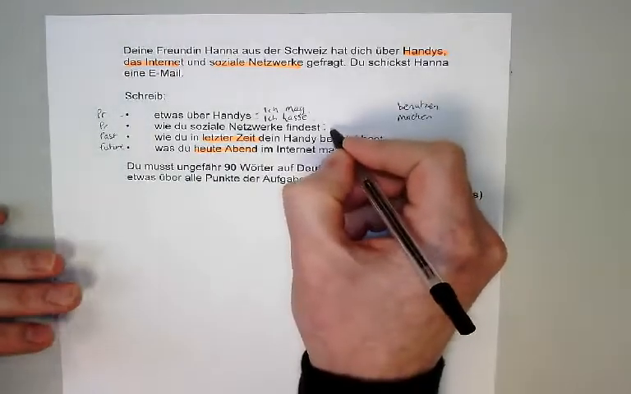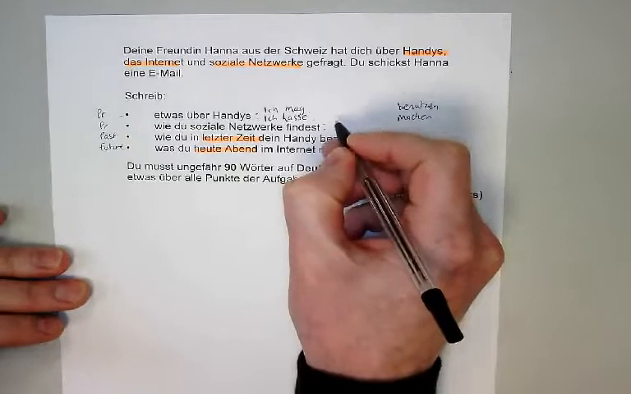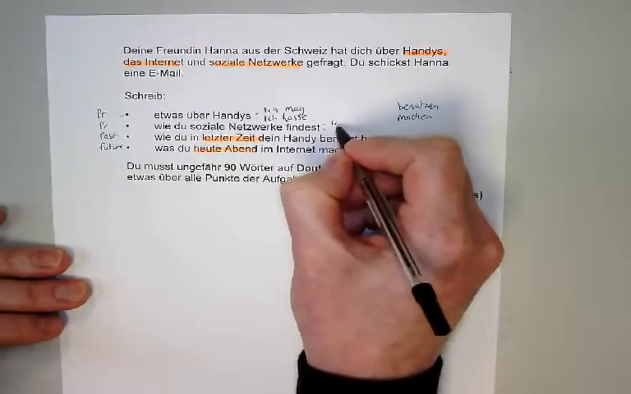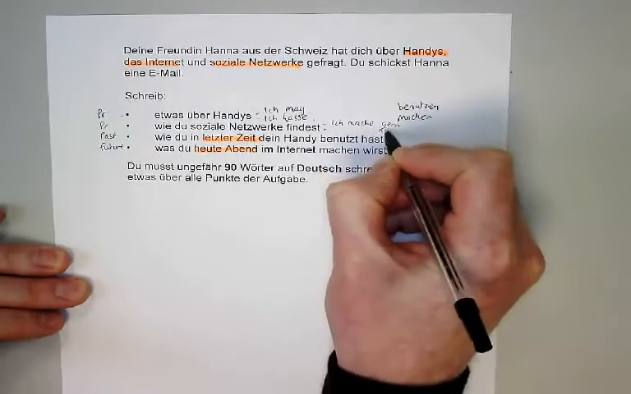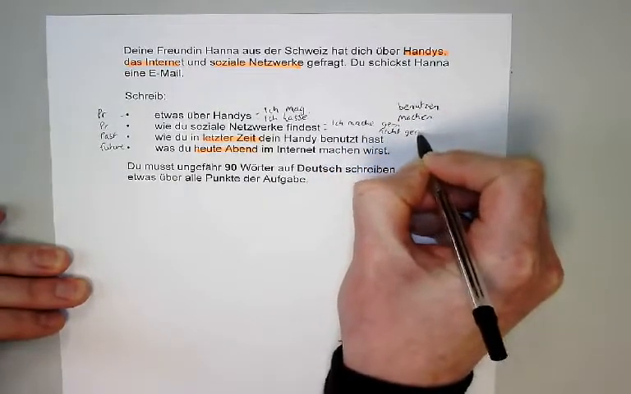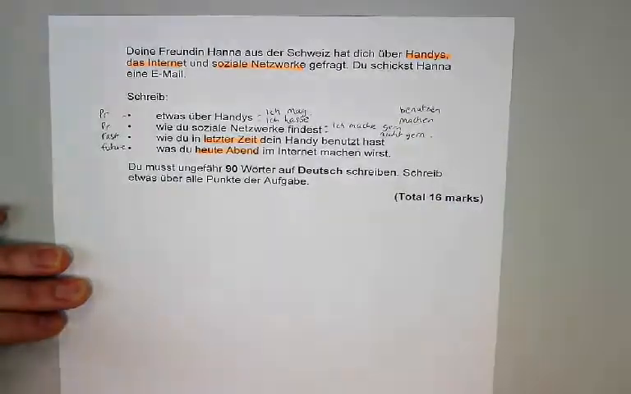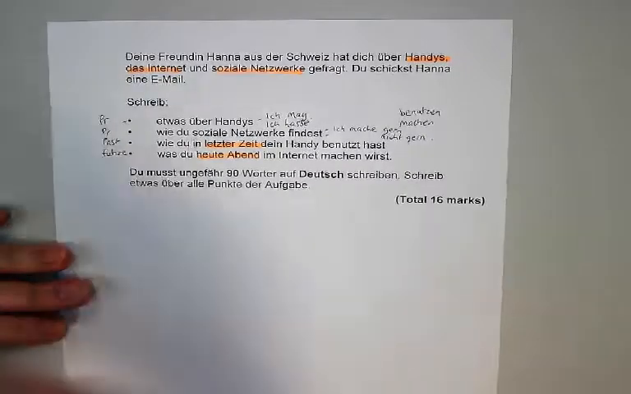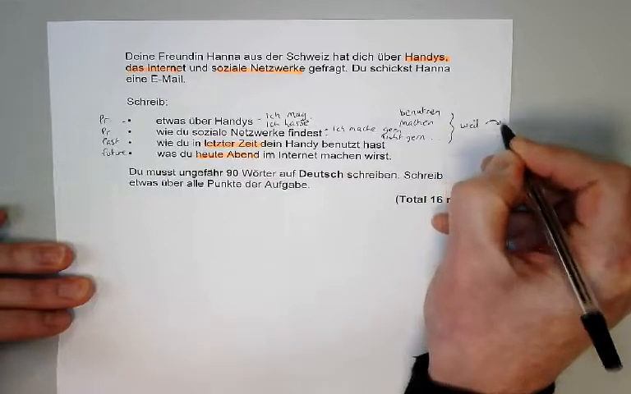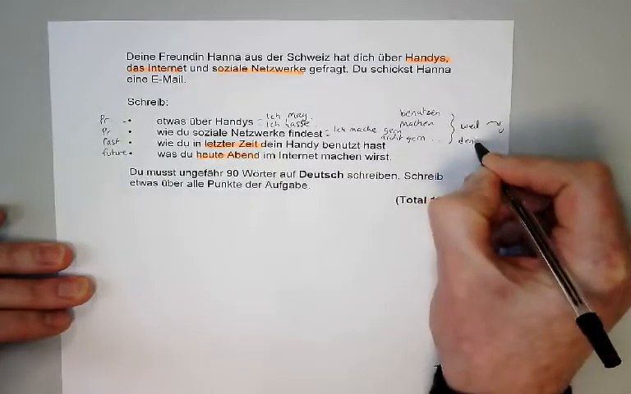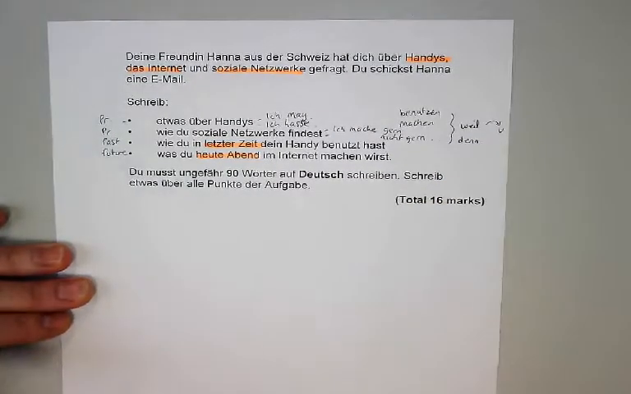And then we may decide that we're going to use the gern and nicht gern structure as well. So ich mache gern or ich mache nicht gern. And remember to give some opinions there as well, using either weil, which sends your verb to the end, or using denn, which keeps our usual word order.